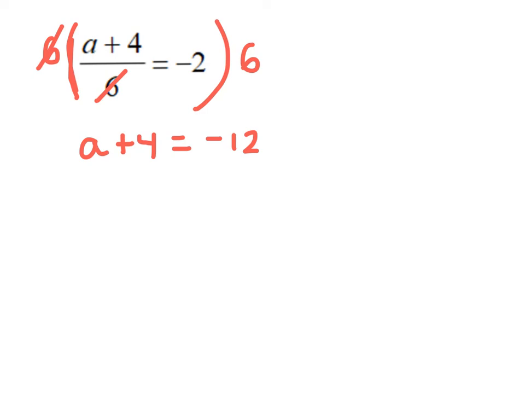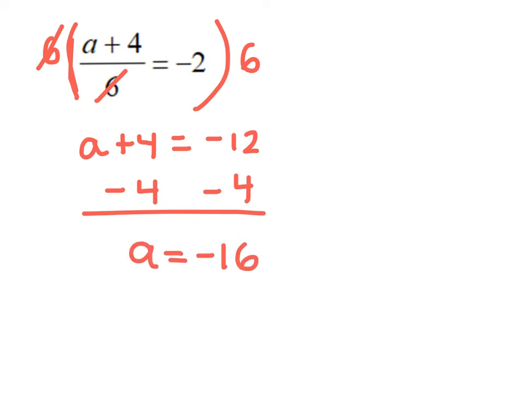Now we finish solving like a normal equation. So to isolate a, we have to subtract 4 to do our inverse operation. So we subtract 4 from both sides. That's going to give us that a is equal to negative 16.